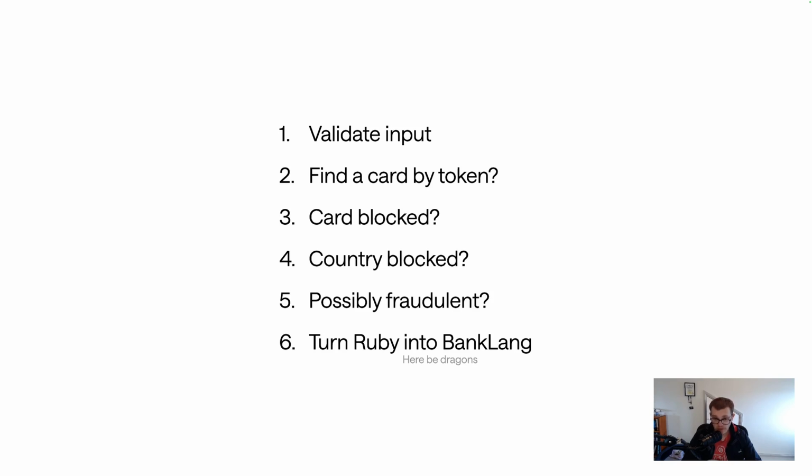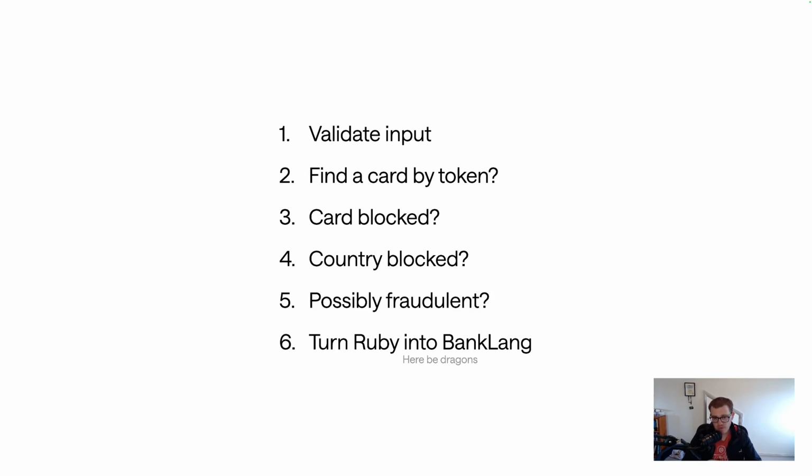It's first of all validating some input, and then it's validating some input and then finding a card by a token, and then steps 3, 4, and 5 are all about fraud. Has the card been blocked by the network? Does the merchant allow cards from that particular country to transact? And step number 5 is that we're going to call out to some fraud services to see if this transaction looks maybe suspicious, and if it is, we'll block it.